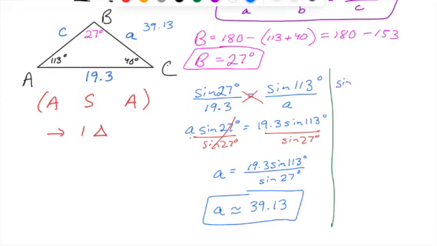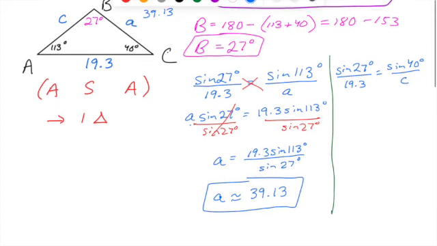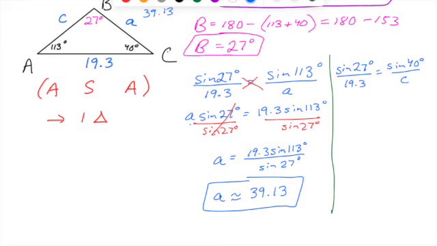angle C. So I'm just really going back to that angle side pair I had initially, which is angle B and side B. So sine of 27 over 19.3 is equal to the sine of angle C, which is 40 degrees, divided by side C. And now I'm going to isolate for C again.